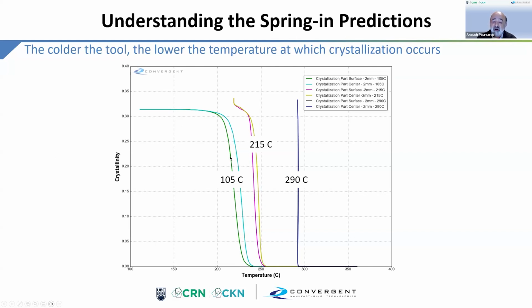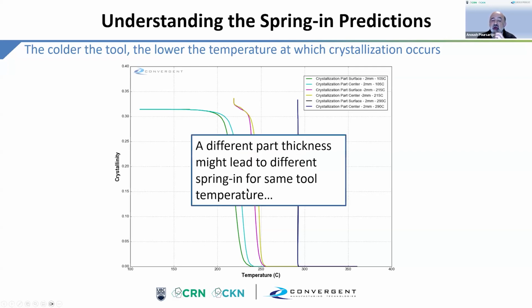If you go to 105C tool, things are even colder now. And so the material isn't fully crystallized until a much lower temperature, and the through thickness lag is now even bigger. And this is only 2 millimeters thick. So if you were doing this experimentally, and you did a thin specimen, and you then applied it to a thick specimen, you would be misled.